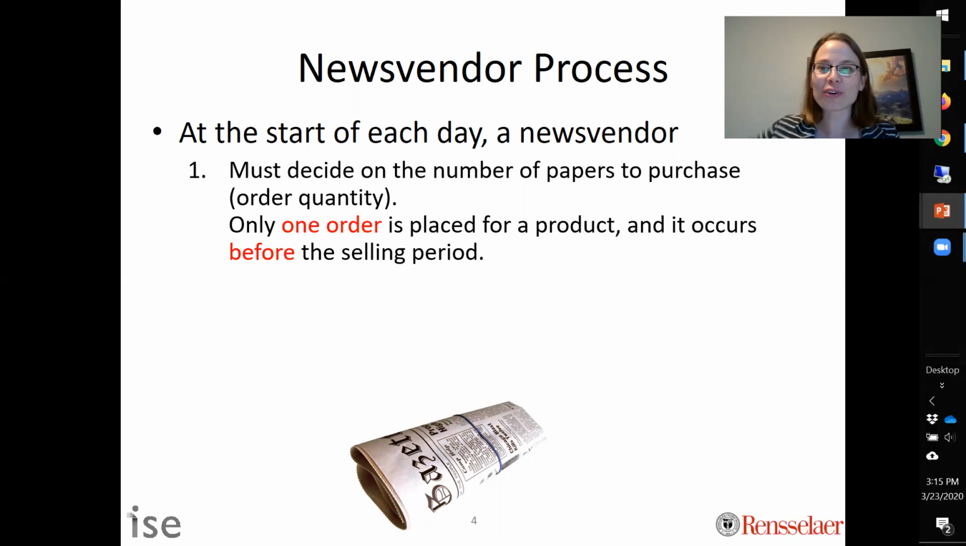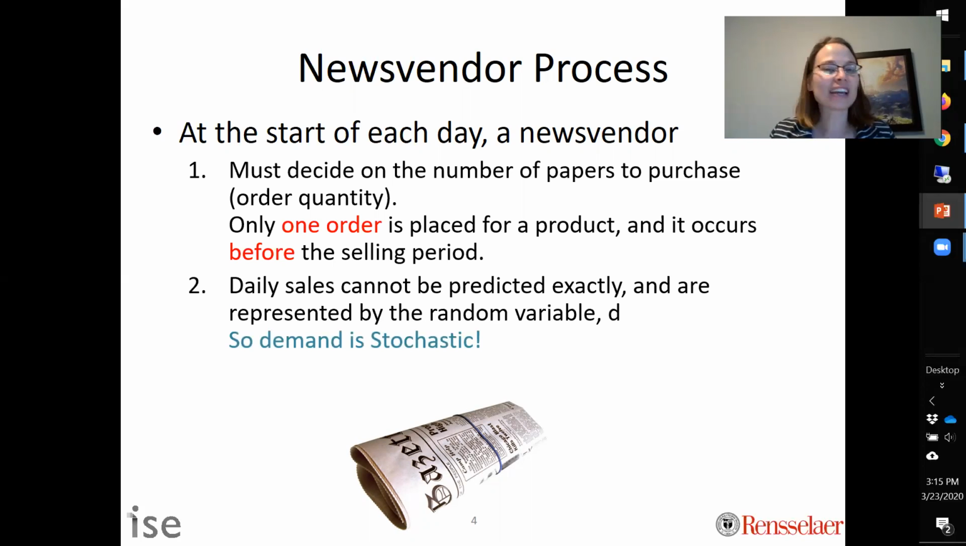Then they go to their corner and start selling newspapers, and daily sales cannot be predicted exactly. So you have some estimate, some forecast, but the demand for today's newspaper is a random variable. That means demand is stochastic. We can characterize that demand with a probability distribution. We don't know exactly how many newspapers will be sold today.